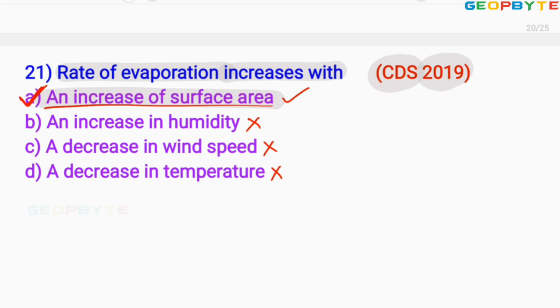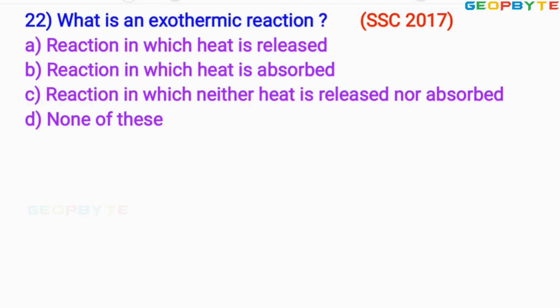Let us take the next problem. Look at the problem, which was asked in 2017 for the SSC exam. What is the exothermic reaction?